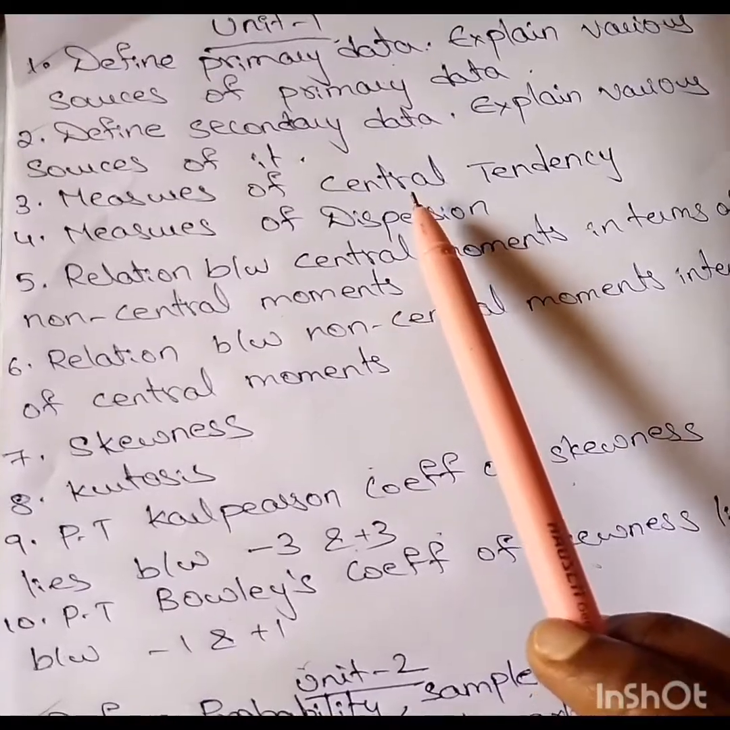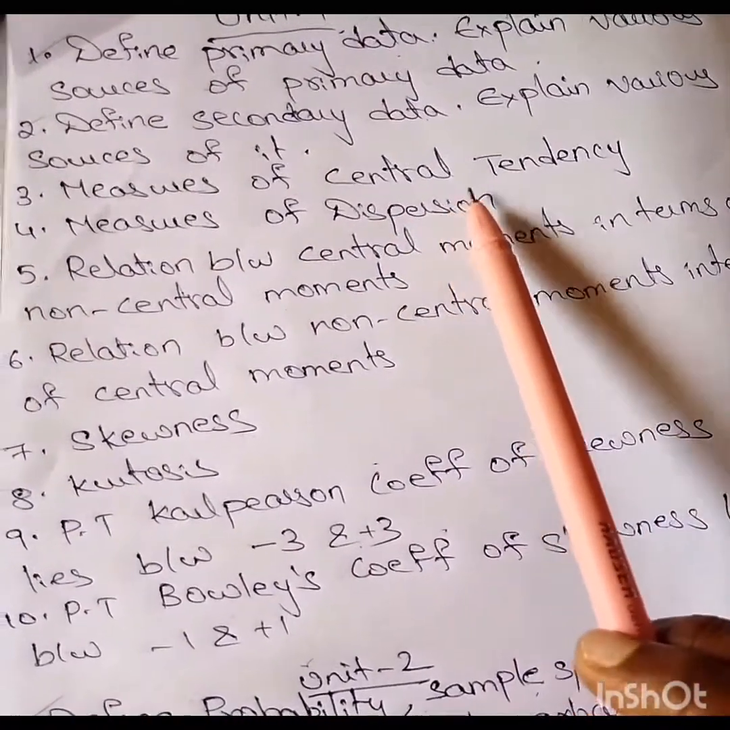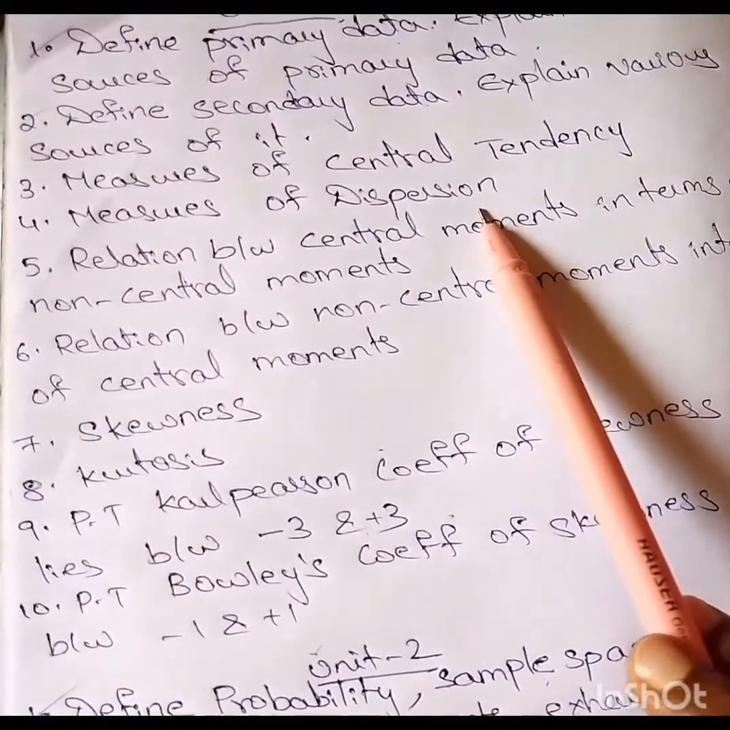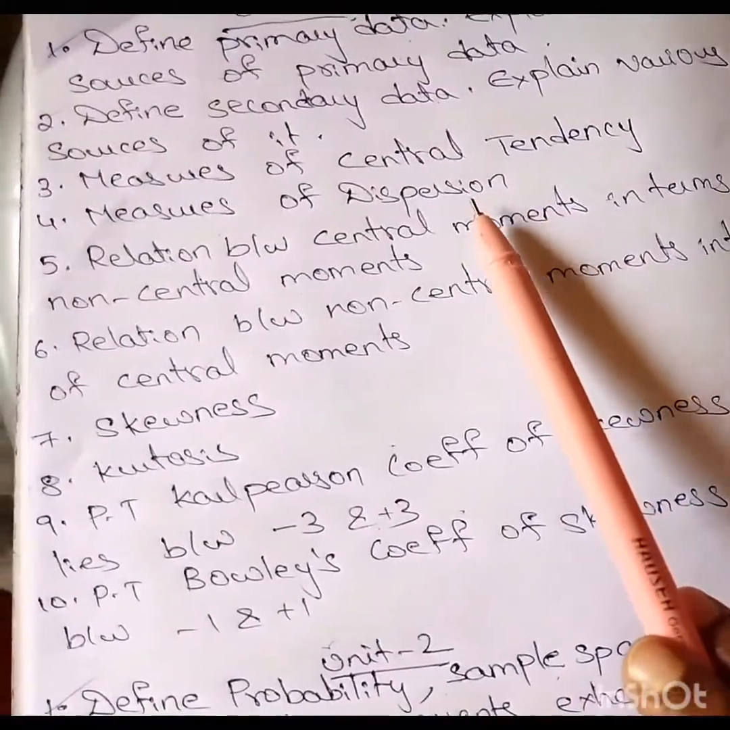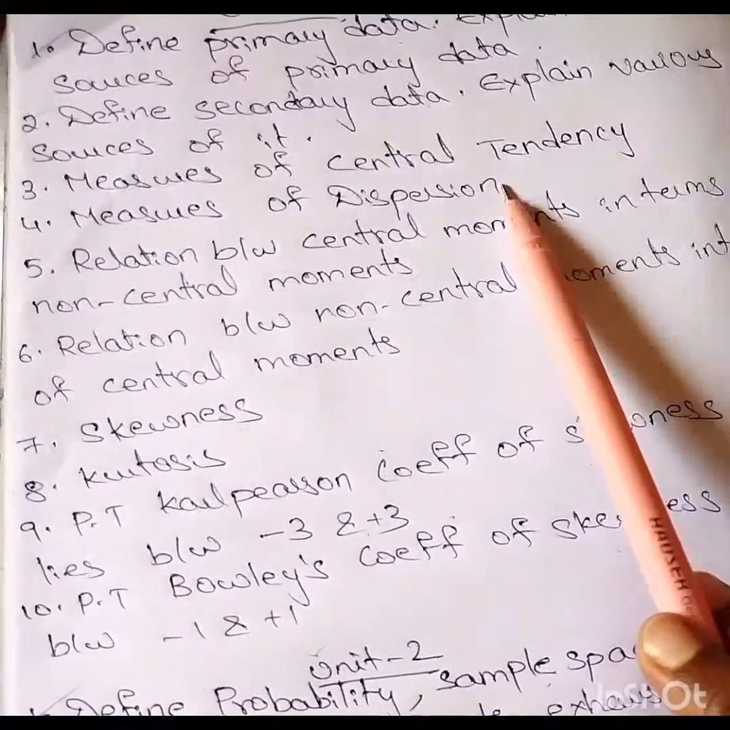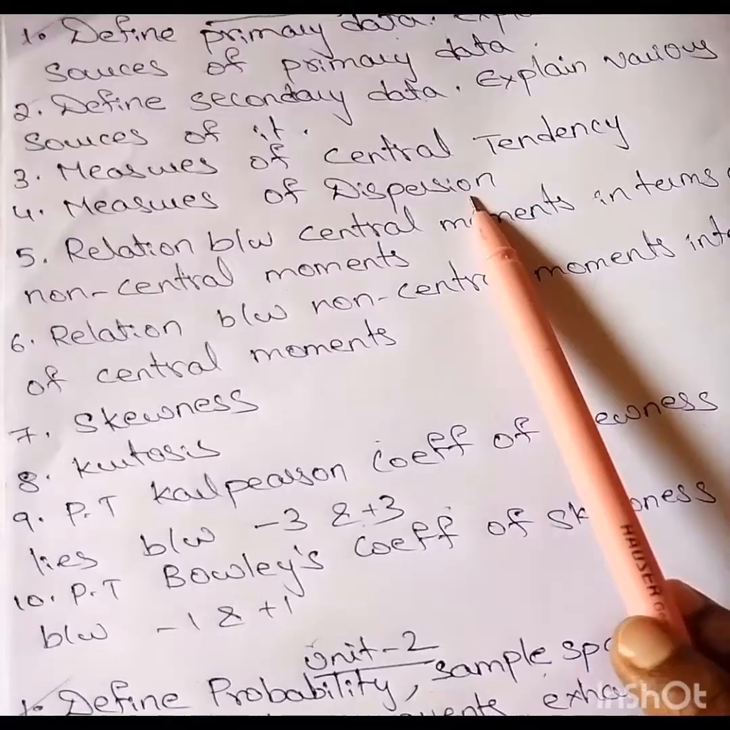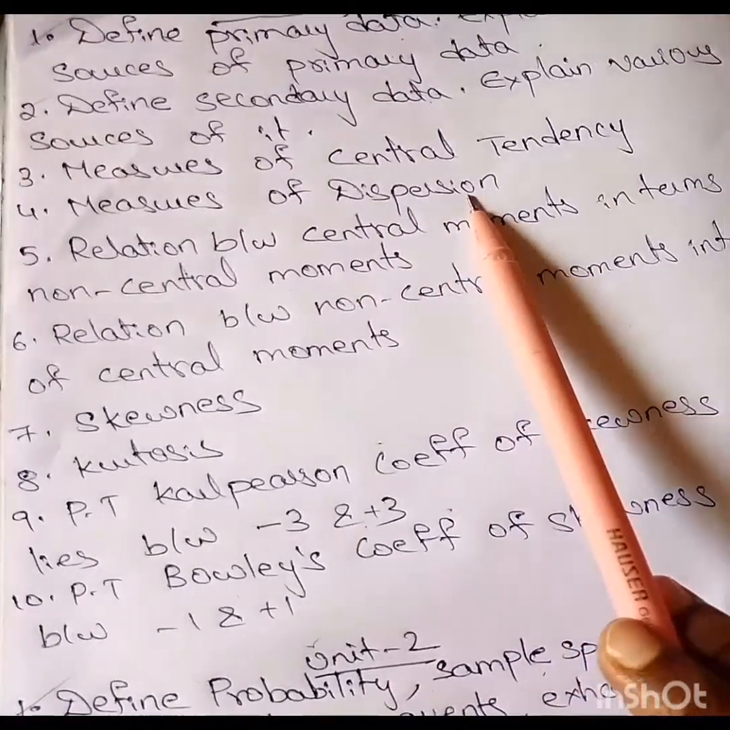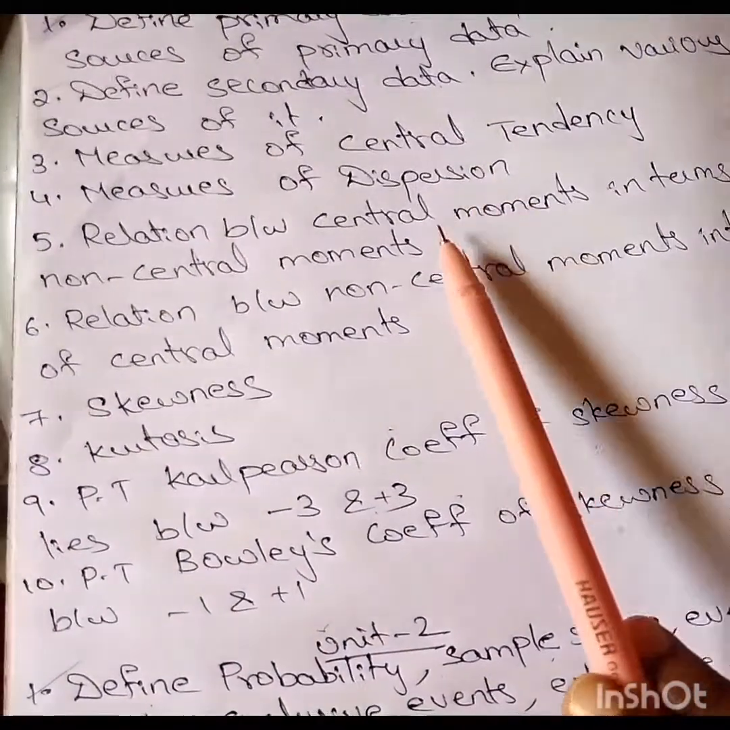As well as in central tendency you are having the subtopics mean, median, mode, and in dispersion also you are having the subtopics quartile deviation, standard deviation, coefficient of variation. So those subtopics they may ask you as short answers, or else explain various measures of central tendency, or else explain various measures of dispersion. Like that they'll ask you for long answer.